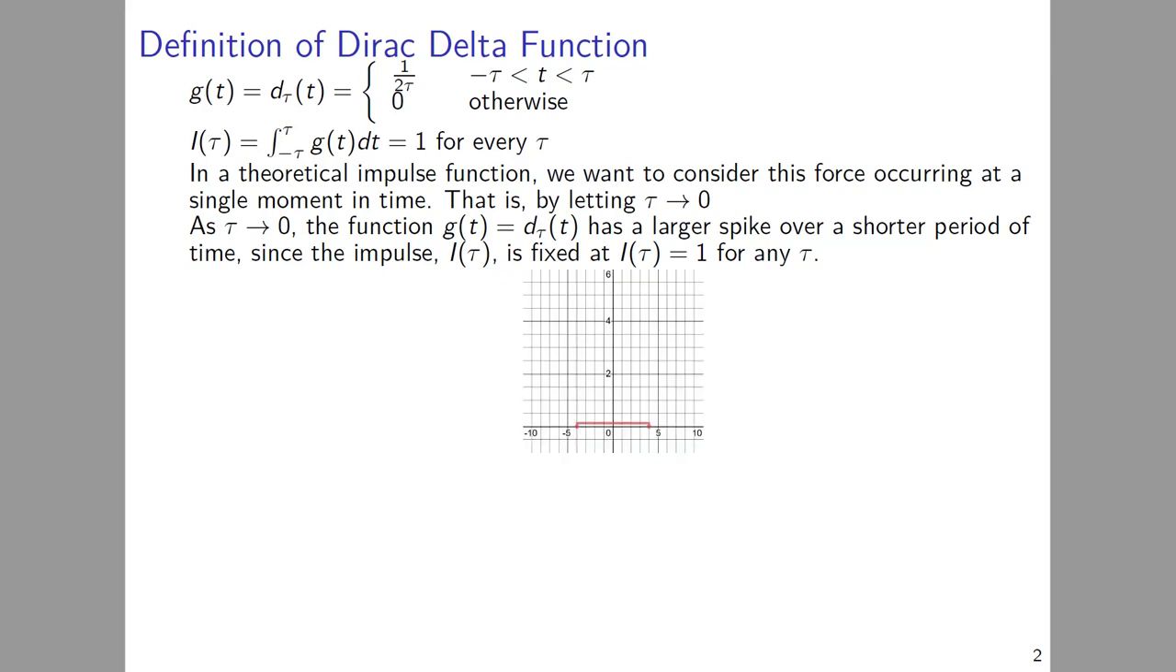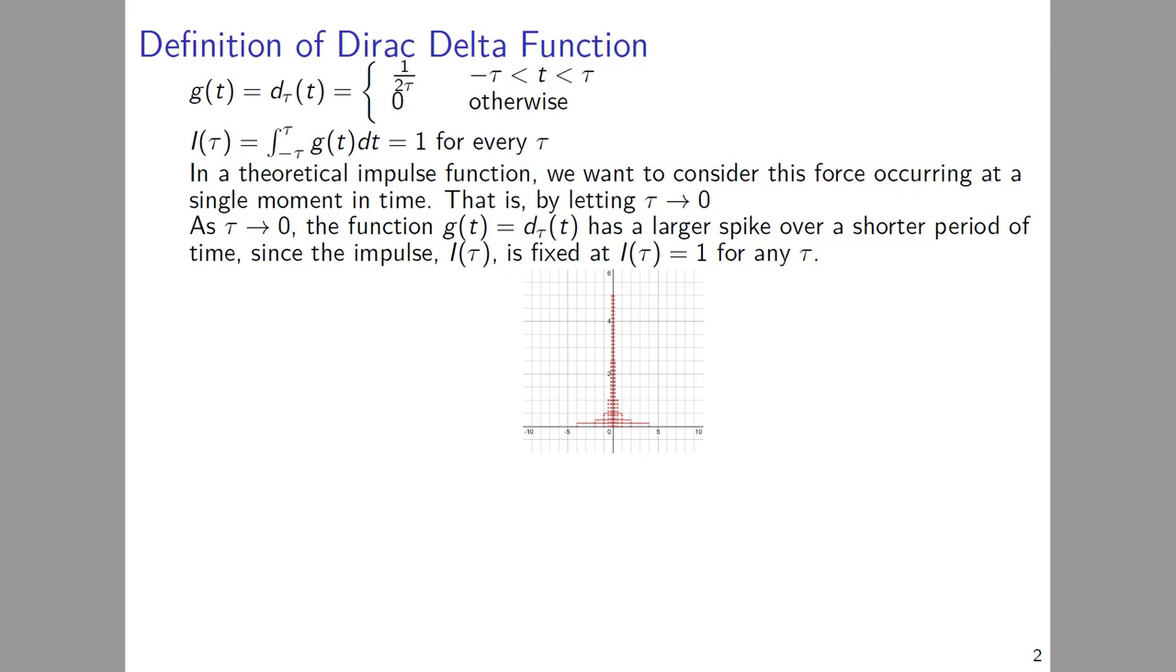If tau is large, and thus the time interval over which the force occurs is large, then the height of that force function g of t is short. But as tau gets smaller, and that total impulse, which we can visualize as the area under g of t, stays constant, the height of g of t gets larger. And as tau gets closer and closer to 0, we get more and more of a spike occurring at t equals 0. And in the limit, this spike will get infinitely high.